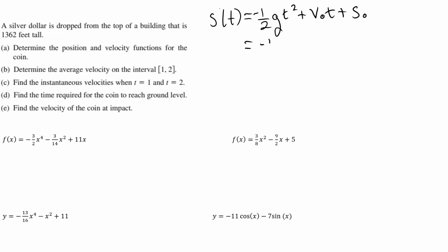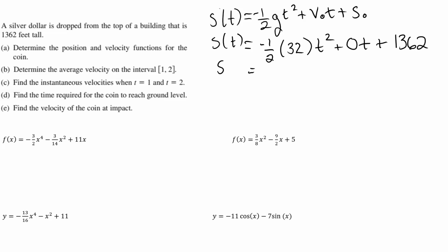So since we're talking about feet here, we're using 32 for our gravity. If it were meters, we'd use 9.8. 0 for our initial velocity. Our position is 1362, so that's going to be my initial position. So my position function is going to be negative 16t squared plus 1,362. So that's our position function.